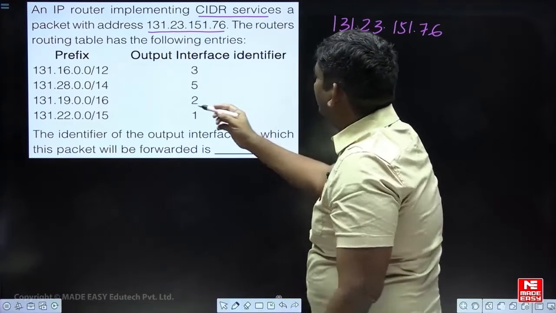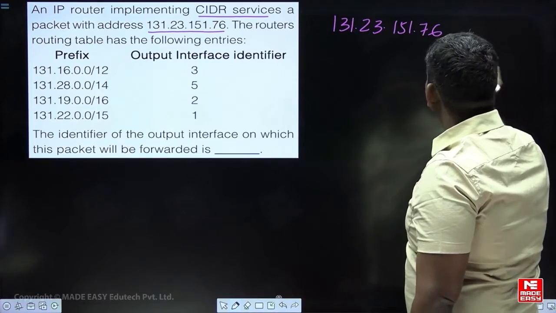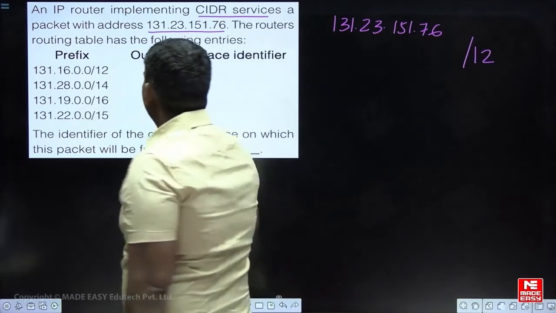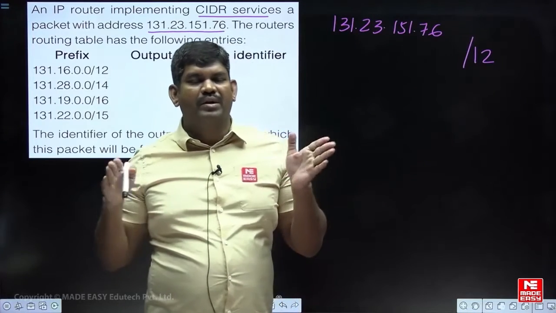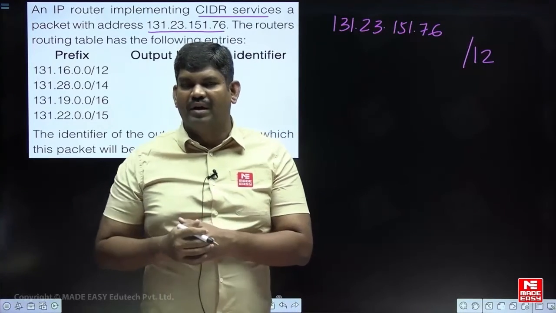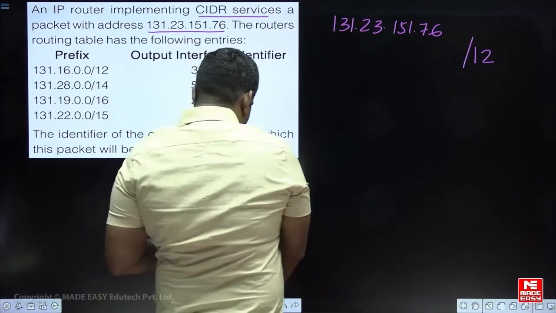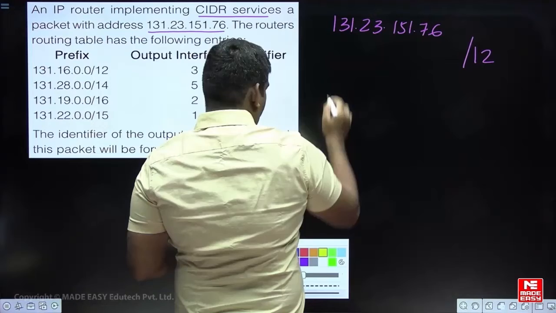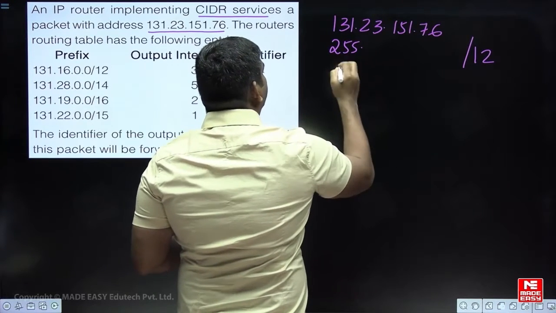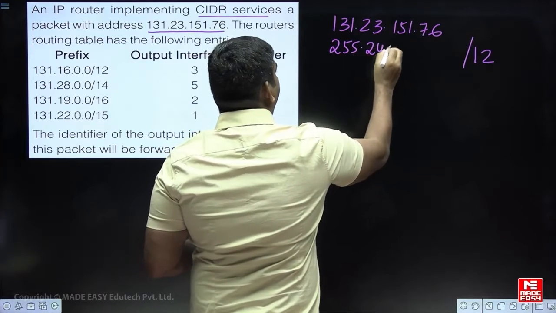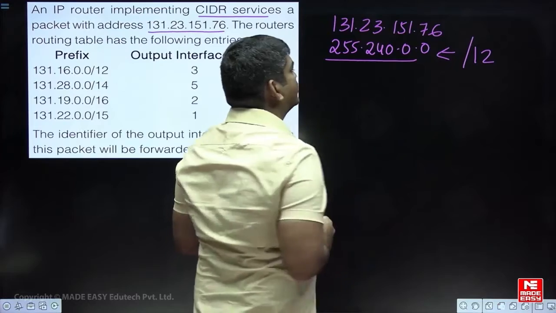Now, if I take the first entry, the value is /12. This is the mask. What is the meaning of /12? It means 12 continuous ones followed by 20 zeros. If I convert it into decimal, I can write it like this: 255 for the first 8 ones, and for the 4 more ones, 240. So 255.240.0.0 is the inner meaning of /12.